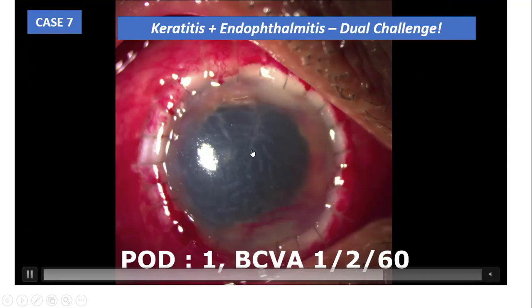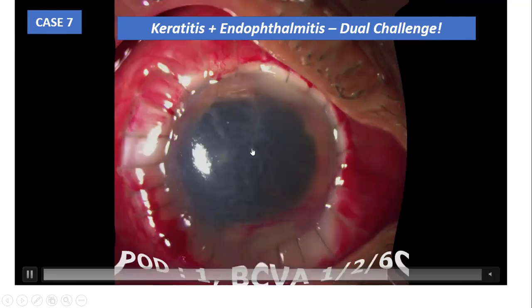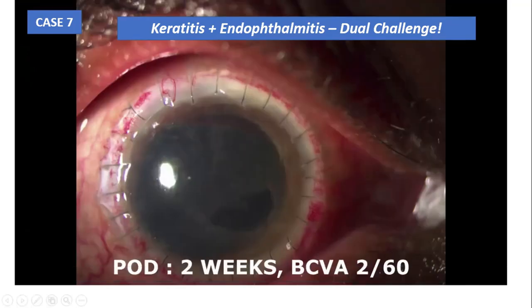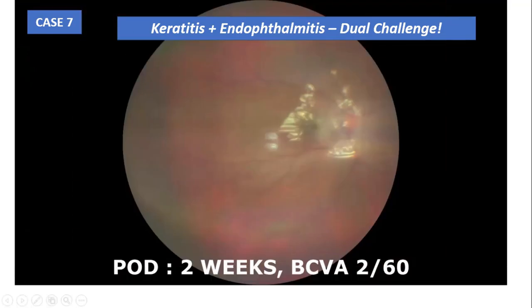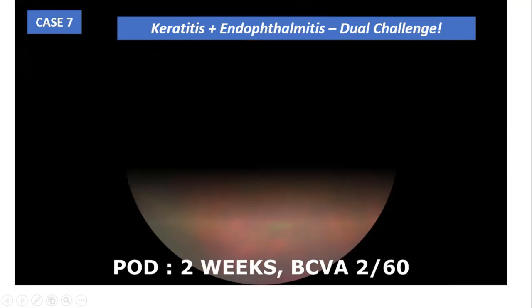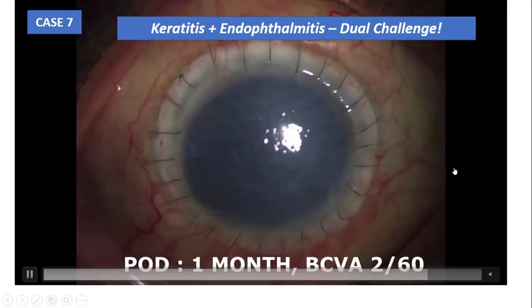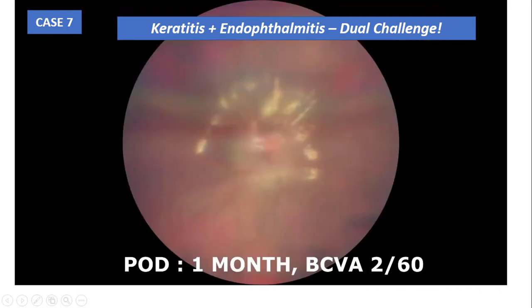This was POD1 with 1/2/60 vision. Now we have almost 6 months follow-up. The patient is having somewhere around 5/60. With 5/60 in the fellow eye, around 5/60 is not bad vision too. So never let it go. This is the patient's current status with the fundus seen, with some 5/60 vision. So never let go of things.